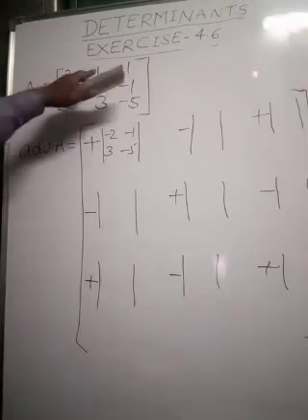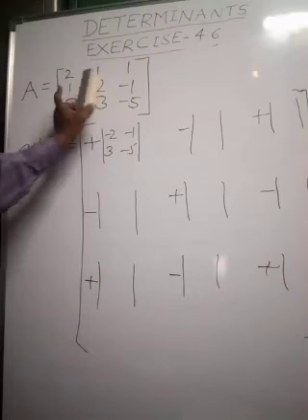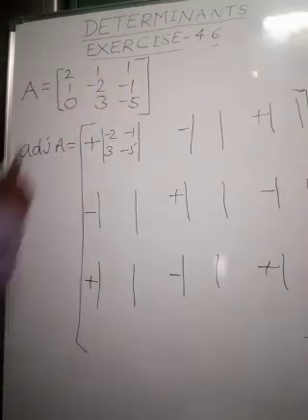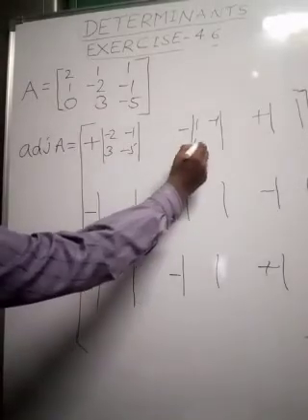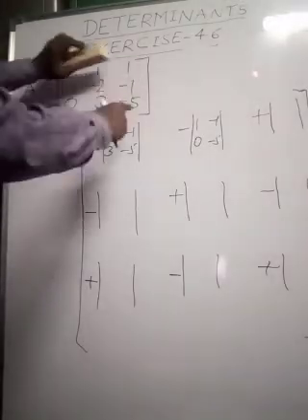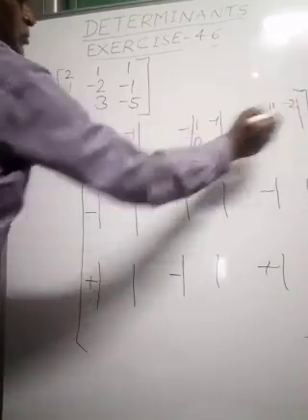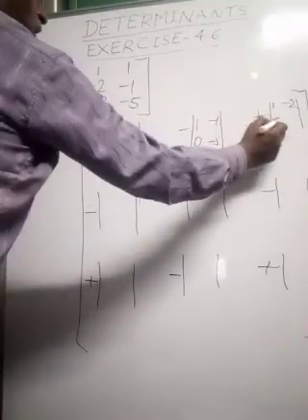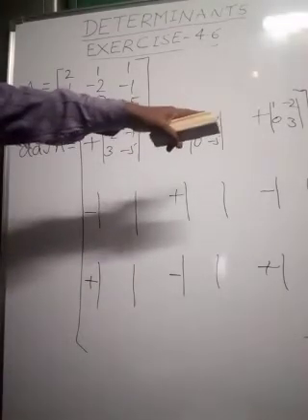Now come to the second element. Close the first row and the second column. What will you get? The submatrix 1, minus 1, 0, minus 5. And similarly, close the first row and the third column. What will you get? 1, minus 2, 0, 3. Understood the elements in the first row, my dear children?